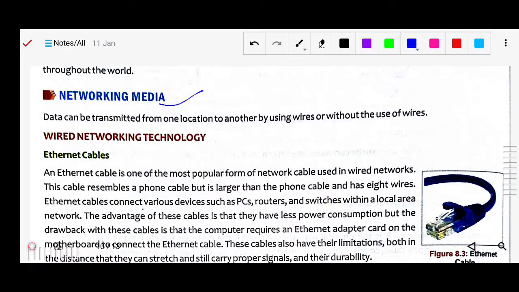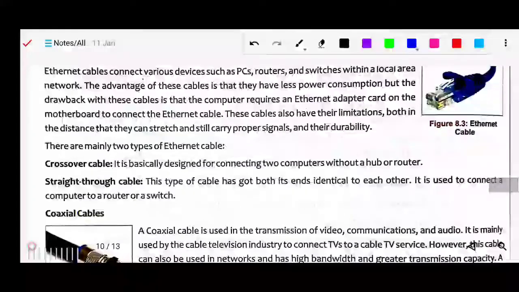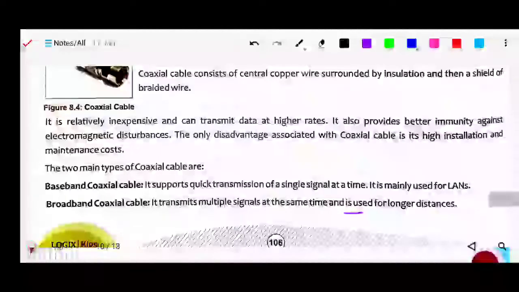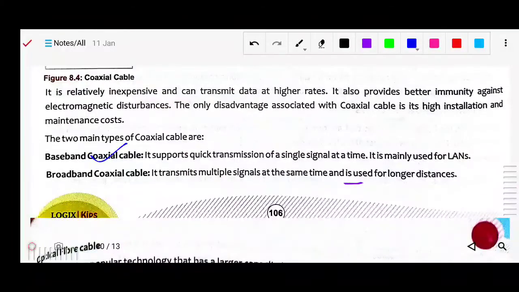Like wired technology, we have seen ethernet cables. In the ethernet cables, as we know, there are again two types: crossover cable and straight through cable. Then after, we have seen coaxial cable. This coaxial cable is of two types: baseband coaxial cable and broadband coaxial cable. As you know, baseband cable can send only a single signal at a time, but in the case of broadband it can send multiple signals. And baseband is mainly used in the LANs.